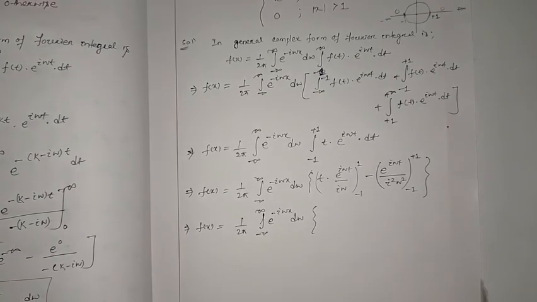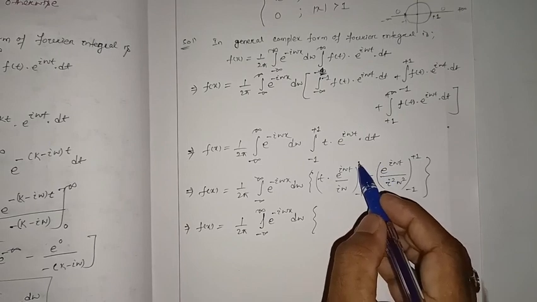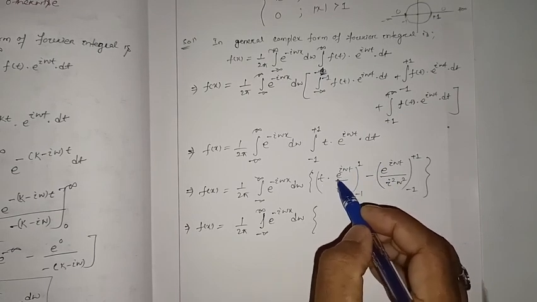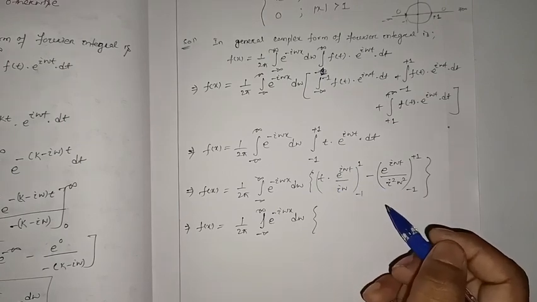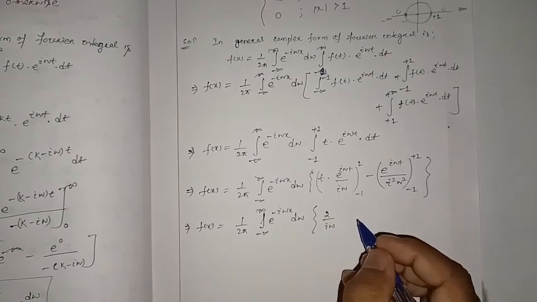Here we have to put the value. Here you can put the value. If you put 1, then minus of minus 1 will be plus 1. So it will be 2 by I omega.